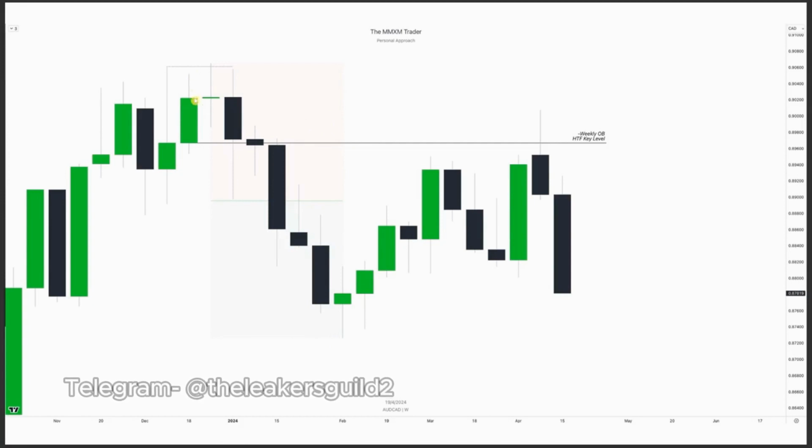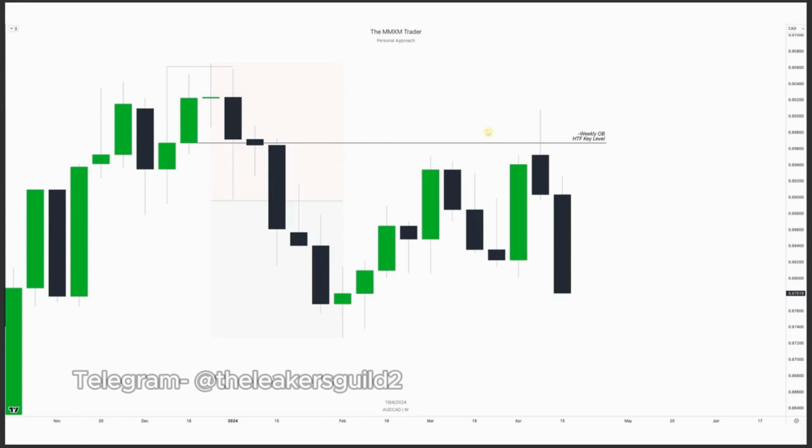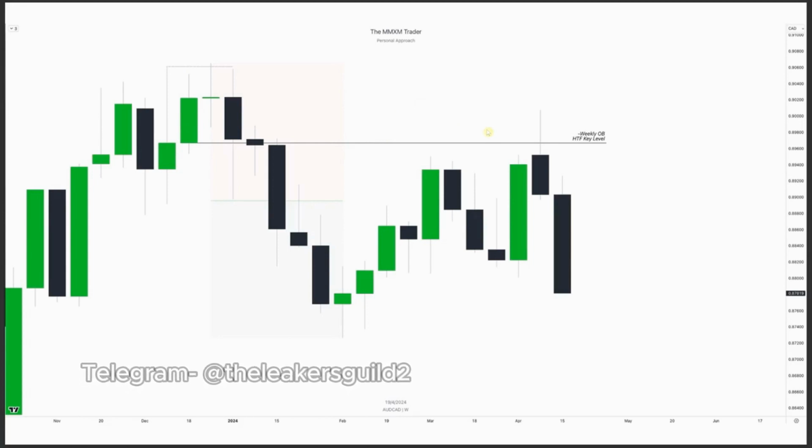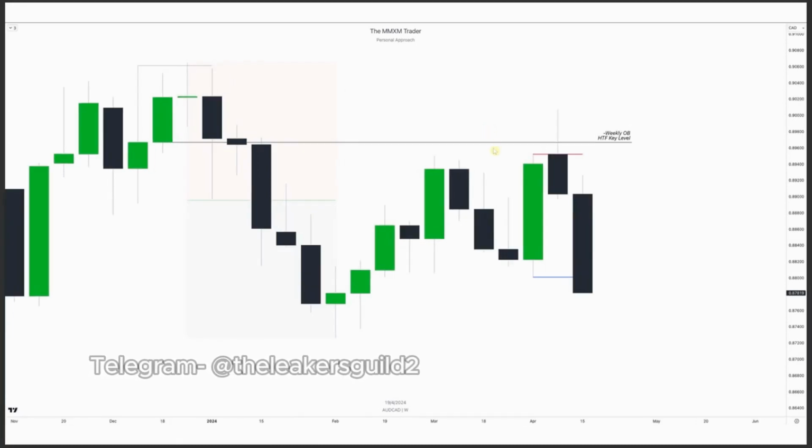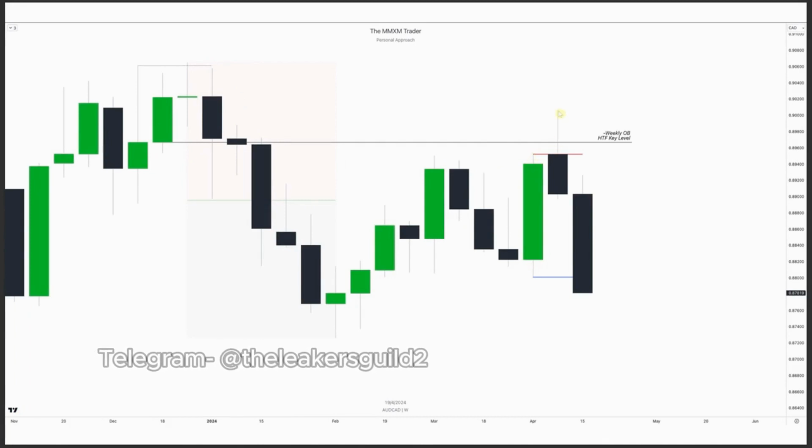We've got a premium order block over here, which is a higher time frame key level. And now we're going to be focusing on that swing high again, right? We want that second candle to close inside of the range. So how does that look like? We've got this candle over here, right? Range high gets raided, and then the second candle closes inside.